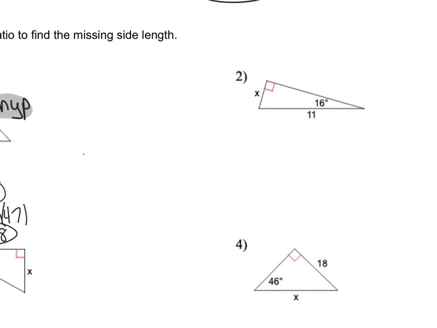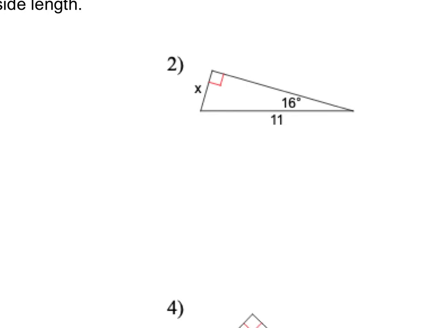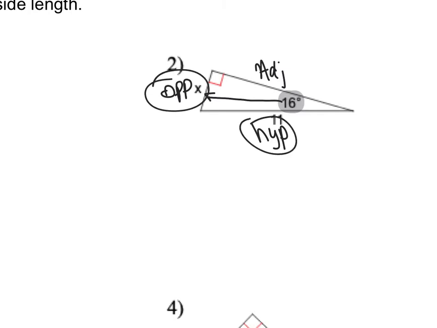Looking at number 2, we're going to do the exact same thing. We know it's sine because I've already told you that. Here's my angle. Across from it, that's opposite of it, so x is opposite of it. And across from the right angle is our hypotenuse. And we don't have any information about our adjacent side. So since we have opposite and hypotenuse, we are going to use sine.